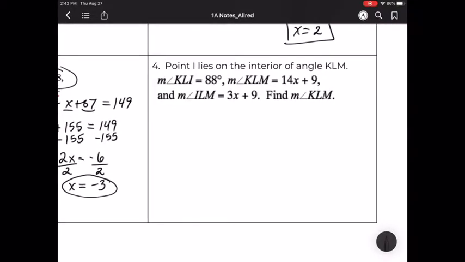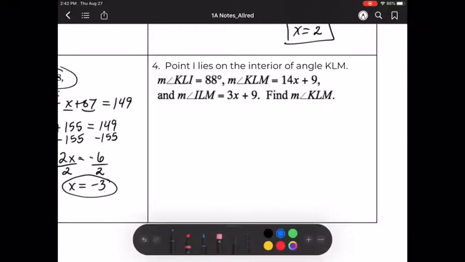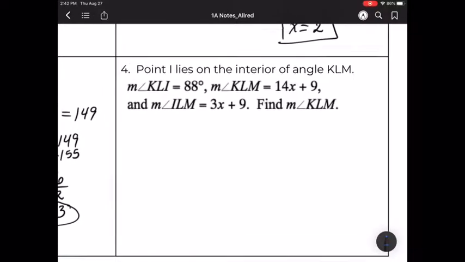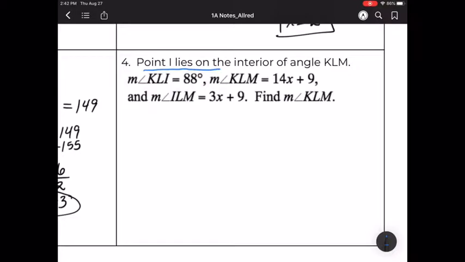Okay, here's what I want you to do. You'll notice this does not give you a picture on number 4. What we're going to do, I'm going to show you how to draw the picture given the information they give you. But then I'm going to have you pause the video and try and solve the problem after that on your own.